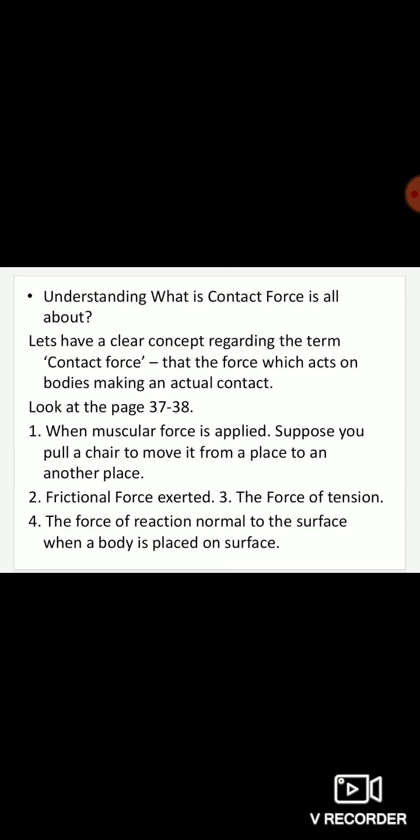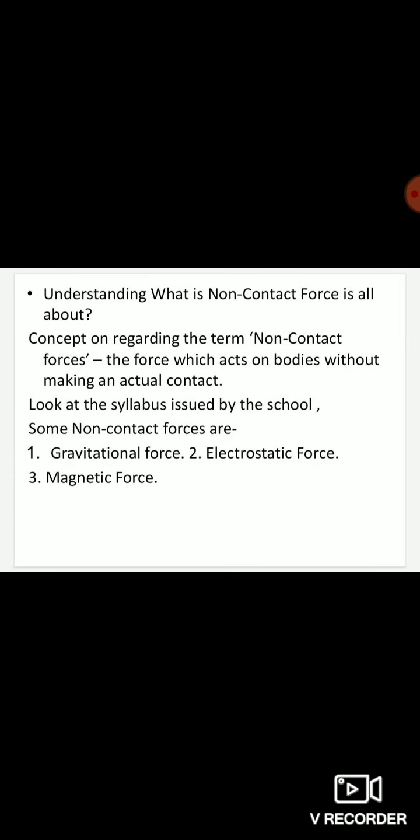Still, I am giving you an idea of what non-contact force is. Look at the concept regarding the term non-contact forces: the forces which act on bodies without making an actual contact. Basically, children, non-contact force means that when we do not have any physical contact, where the force acts without any actual contact, then those forces are known as non-contact forces. Look at the syllabus issued by the school, children, and learn through the chapter force. Some of the non-contact forces are the gravitational force.